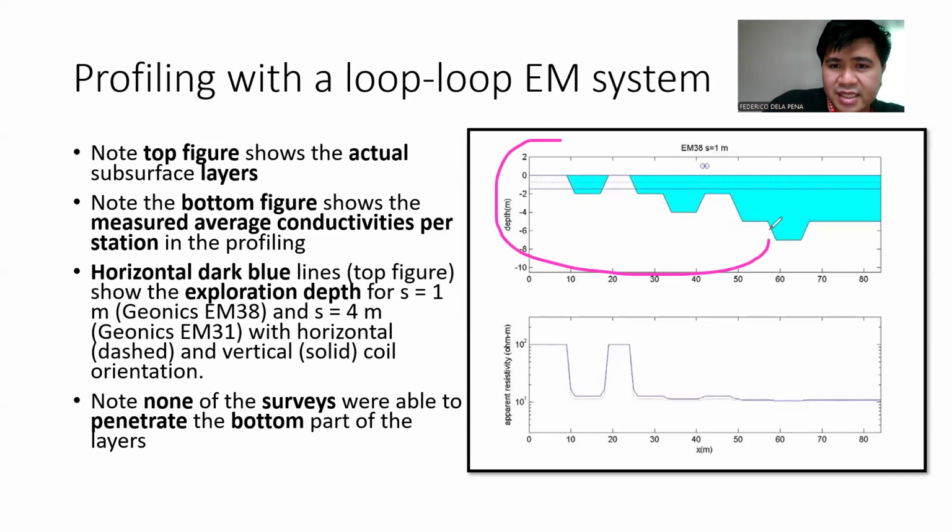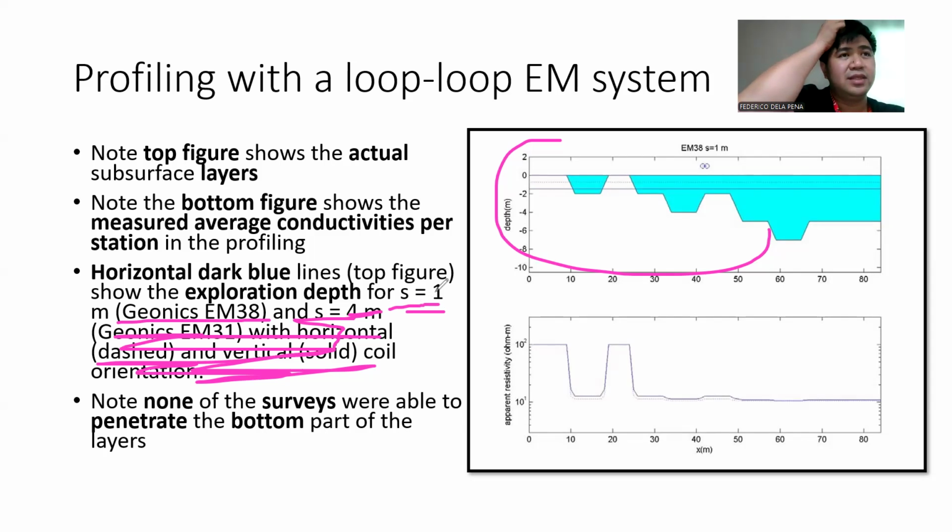Okay. So this example is just about EM38. So just forget about the EM31. So this is just EM38 with spacing of 1. So you can see here, if you have a VCP with spacing of 1, what's your penetration depth? Vertical coplanar, spacing 1 meter. So that's just 1.5, diba? 1.5 times 1. So you have a depth that's approximately 1.5 meters.